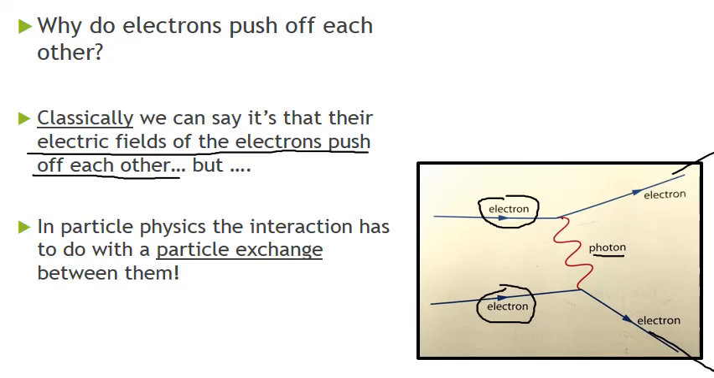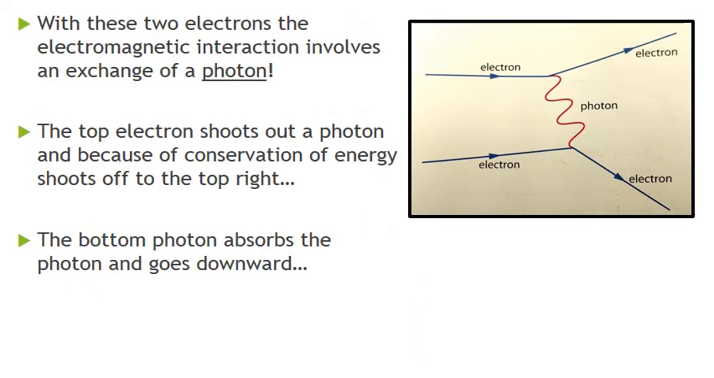So this electron shoots a photon off like this. It hits this electron, in conservation of energy or conservation of momentum. They both head off, right? It absorbs it. This electron, however, when it shoots this off, it shoots off in this direction, conservation of momentum. And so really, in the electromagnetic force, we're dealing with the exchange of a photon, which sounds kind of strange, right? So again, the top electron shoots out a photon, and then goes to the bottom right, and then the bottom electron absorbs the photon and goes downwards.